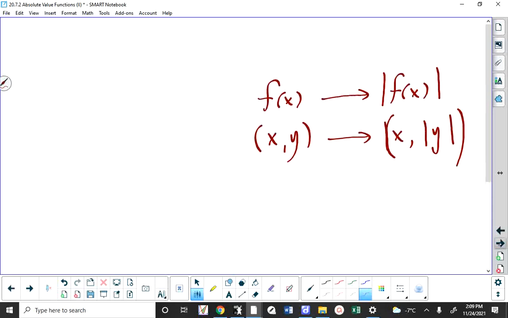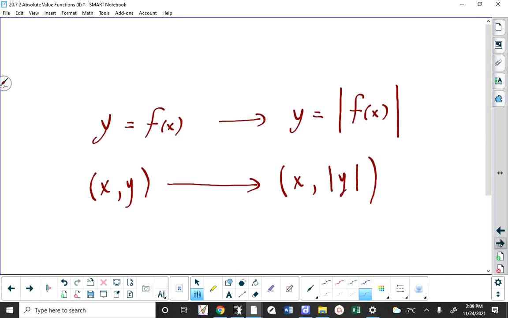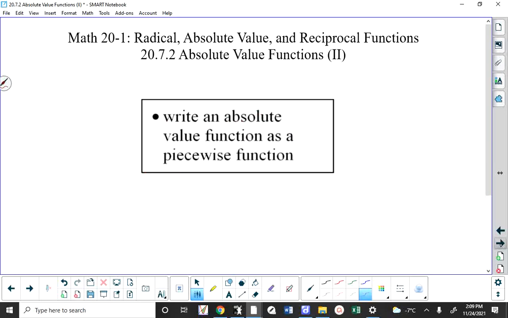All right then, we are going to move on today and look at the second part of this section, which deals with absolute value functions. But we will be exploring something called a piecewise function.